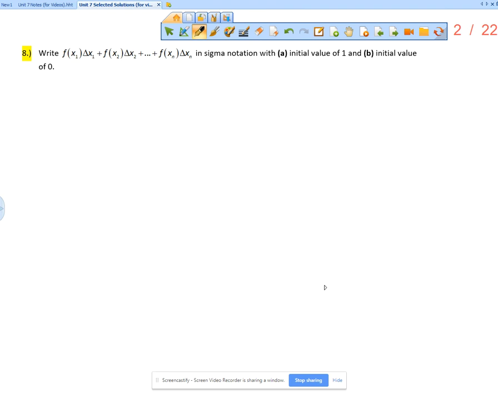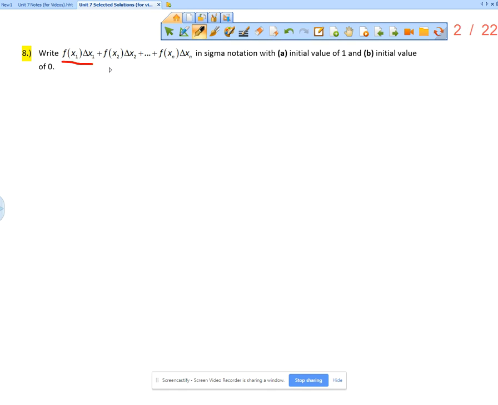This is the solution video for section 7.1, problem number 8. So it says write the expression in sigma notation with A, an initial value of 1, and B, an initial value of 0. All right, so first of all, we have to take a look at what things are being added together.